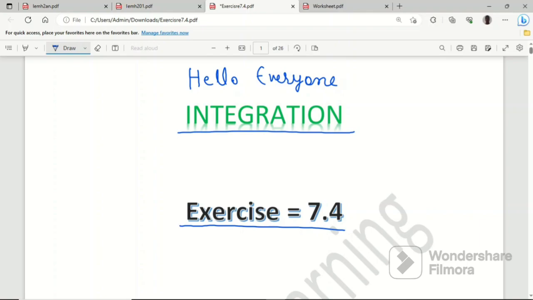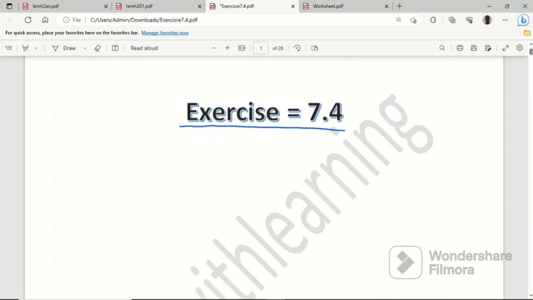In other exercises, all exercises were fixed with certain identities. In 7.1, it was fixed with method of inspection, and 7.2 was fixed with substitution method, and 7.3 was fixed with trigonometric identities. But here in this exercise 7.4, you can apply all those previous knowledge. So this exercise is like checking for all the previous knowledge that you have learned in the chapter integration. So let's move, we'll solve exercise 7.4.